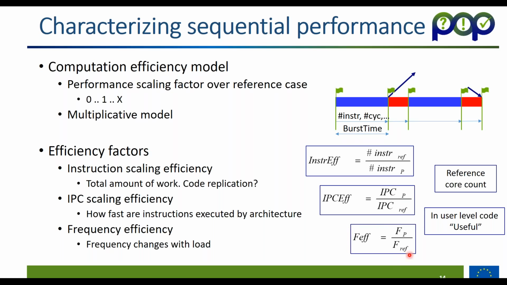And the other term is frequency efficiency. For all of these, the important thing is that they are typically related to a reference core count, and they have to be computed for the user level code. So we discard the number of instructions in MPI and the IPC in MPI, which can maybe be a little bit high in some cases, but measuring it is not indicative of how the user level code is behaving.